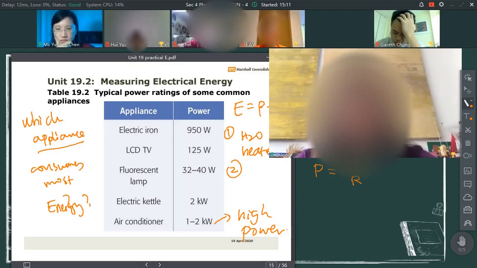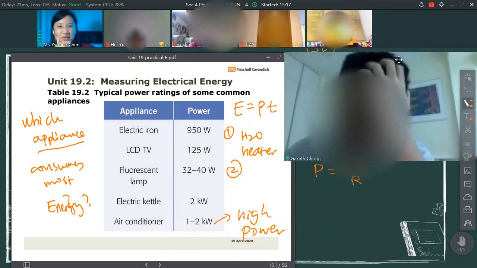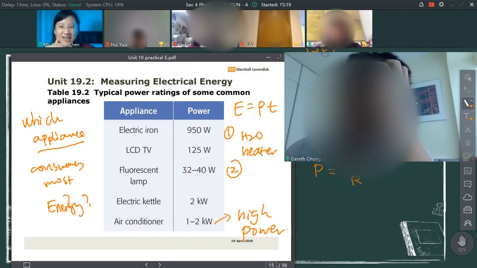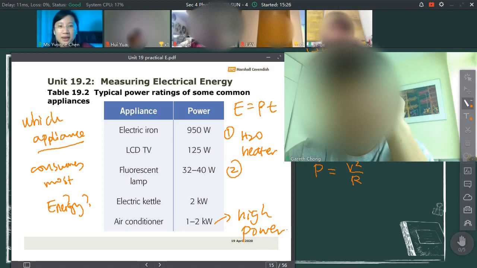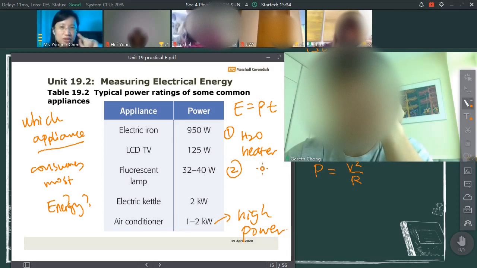Washing machine. I think not exactly. Thank you for that input. Okay, Gareth, what do you think? Is there any electrical appliance that consumes a lot of energy? I say energy, not power. Energy. Is it those kinds of clothes dryers? Dryer. Okay, they consume energy, but same as washing machine, not so much.